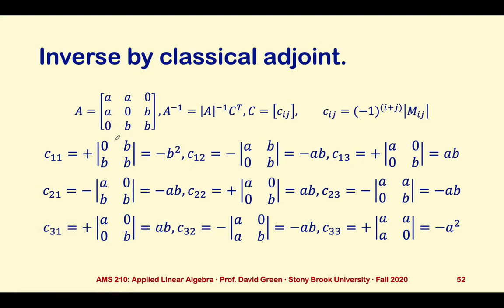For the 3, 2 cofactor, 3 plus 2 is 5, so again we have a negative number. Delete the third row and the second column, leave us A0, AB, A times B minus 0. With the negative, gives us negative AB.